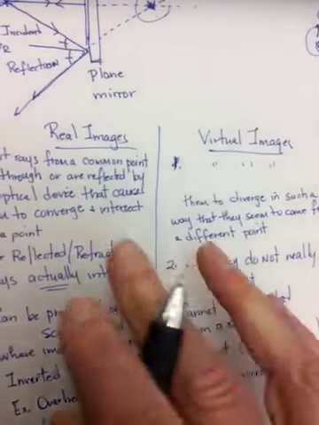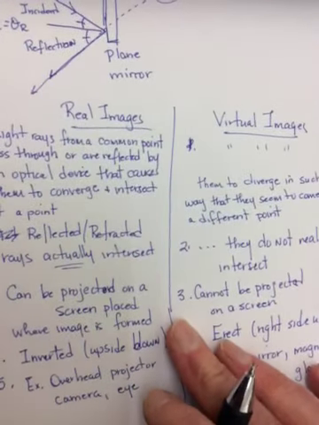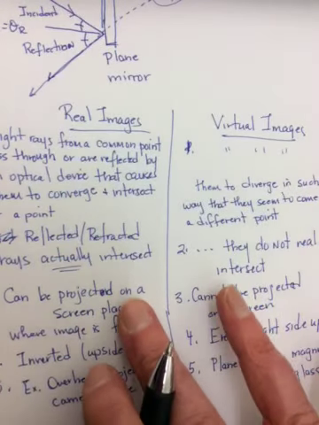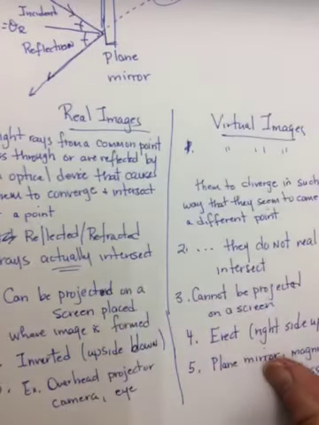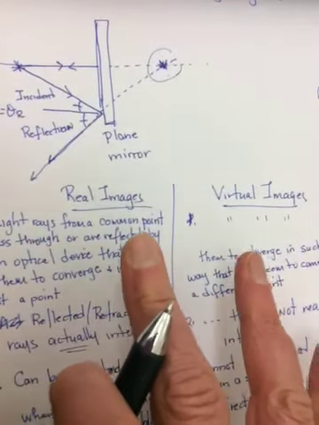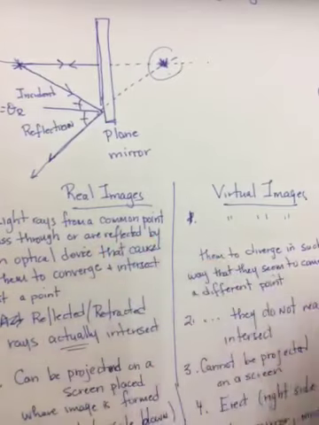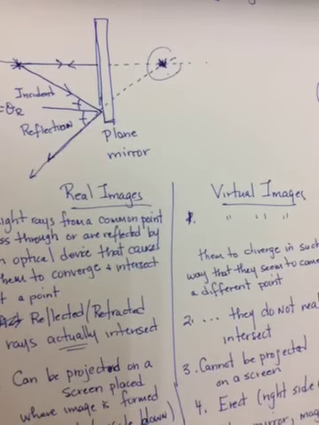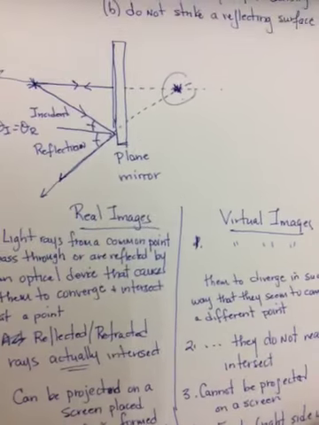Okay, so real images, virtual images. The easiest way to tell: upside down or right side up. And if you put a screen there, could you form it on the screen? Those are the two, and these are true whether we're talking about mirrors or lenses. These characteristics are true for all virtual and all real images.